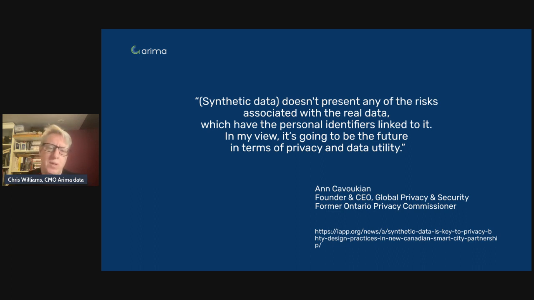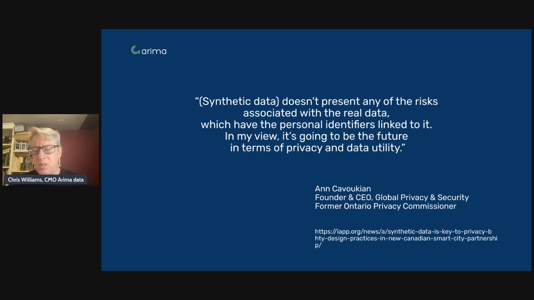And one of the leaders in the area of privacy has obviously been Anne Cavoukian, who is the former privacy commissioner of Ontario. And many, many years ago, she came up with the concept of privacy by design, which included all the principles around how does any company build out their practice using privacy built right into the very initial steps as they build out their data and their data management structures. Well, when we looked into some work that was being done at IAP, and the article is linked there, she comes up with this quote, that synthetic data doesn't present any of the risks associated with real data, which has personal identifiers linked to it. And in her view, it's going to be the future in terms of privacy and data utility.